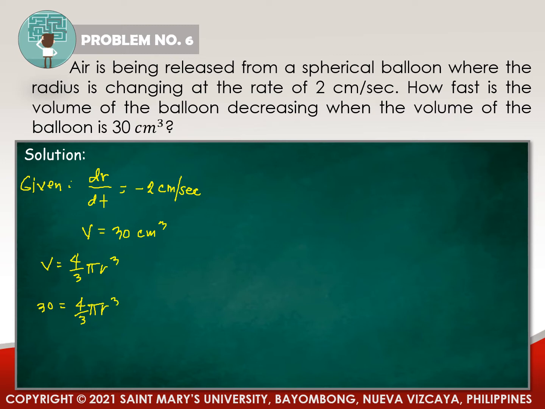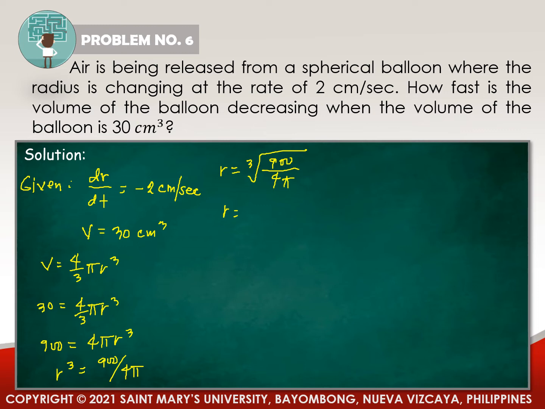So multiply lang natin by 3. 30 times 3 is 900 equals 4 pi r cubed. Then divide both sides by 4 pi. We have r cubed equals 900 divided by 4 pi. So therefore, we have r is equal to the cube root of 900 divided by 4 pi, which is equal to what? So we solve.